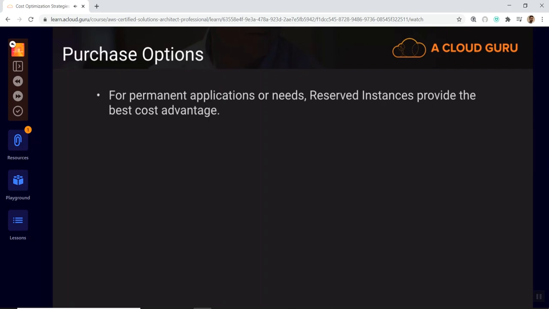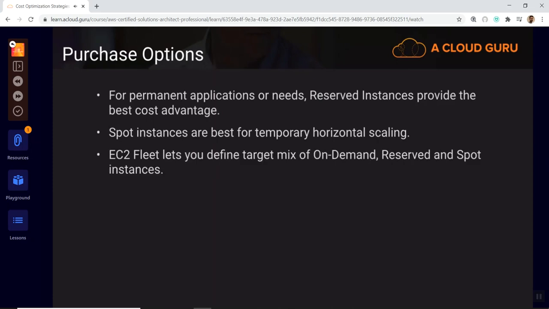If you have a permanent application and you know you're going to be running this instance for a long time, reserved instances are probably going to provide you the best cost advantage there. Spot instances are really good for temporary horizontal scaling, yet another reason why horizontal scaling is preferred to vertical scaling. AWS has a concept known as EC2 fleets, and this allows you to define a target mix of on-demand, reserved, and spot instances to meet your needs.